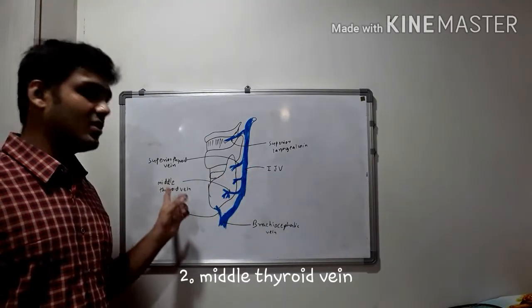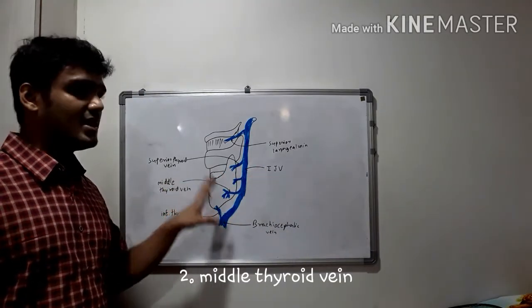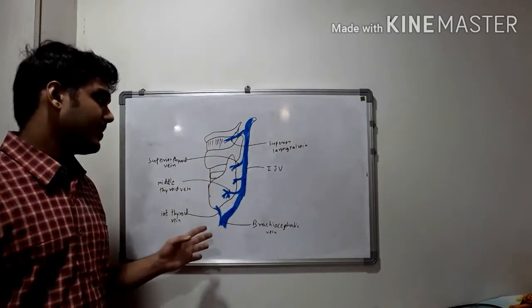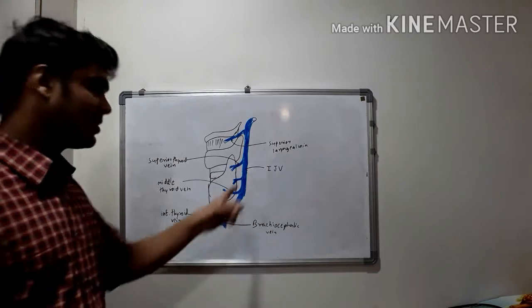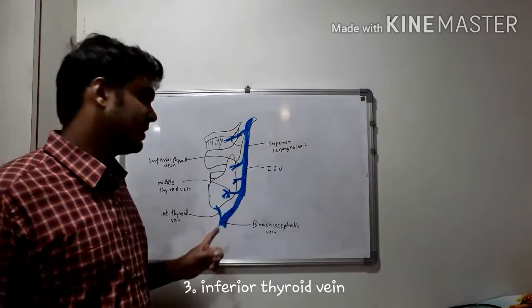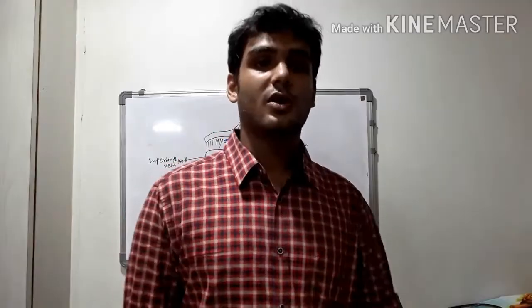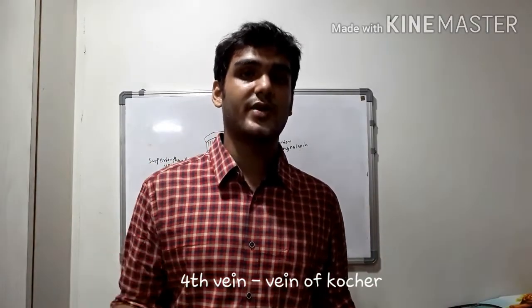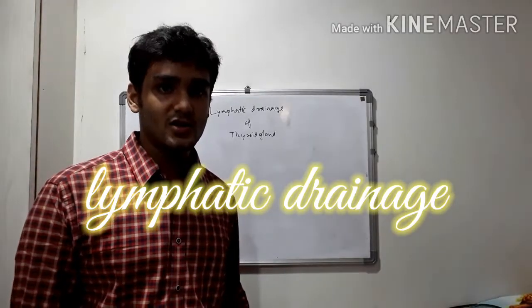Then we have the middle thyroid vein, which drains the middle part of the lateral lobe of thyroid gland, and is a short and wide channel, and it also drains into internal jugular vein. And lastly, the inferior thyroid vein, which emerges from the inferior border of the isthmus and is drained into the brachiocephalic vein. So a fourth vein, known as the vein of Kocher, may emerge between the middle and inferior thyroid veins. So now coming to the lymphatic drainage of thyroid gland.